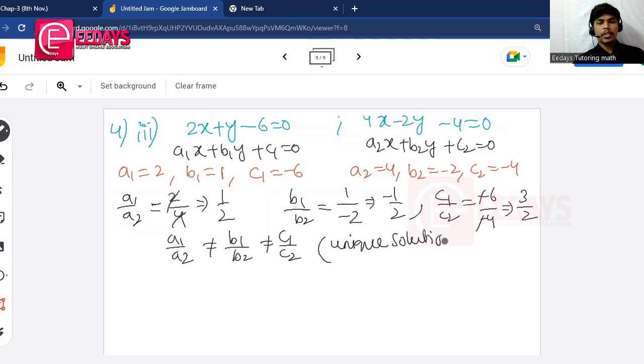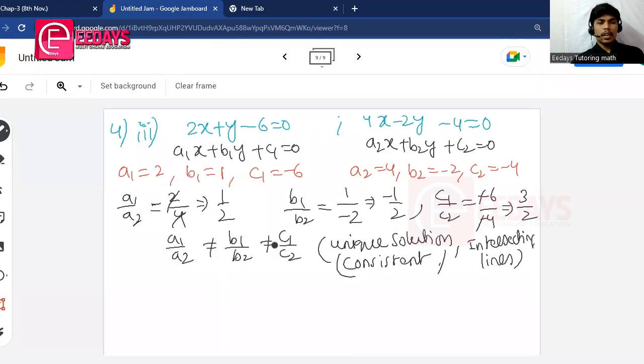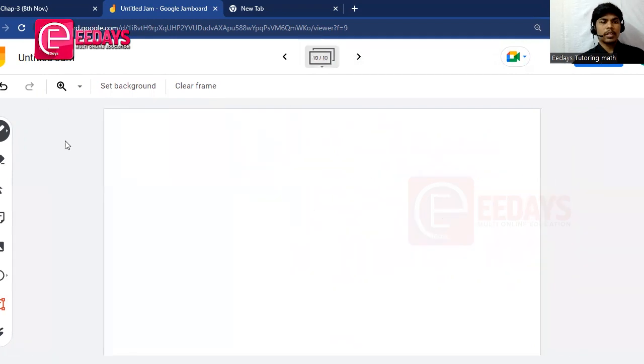Unique solution. If it is a unique solution and intersecting lines, so it is consistent. It is consistent and also intersecting lines. If it is consistent, we need to obtain the solution graphically. Let's obtain it graphically for the two equations. Let's do it here.